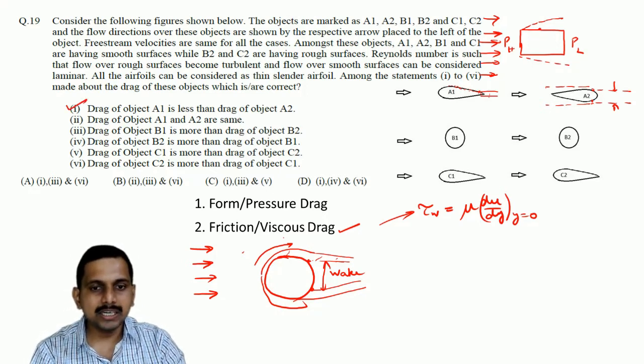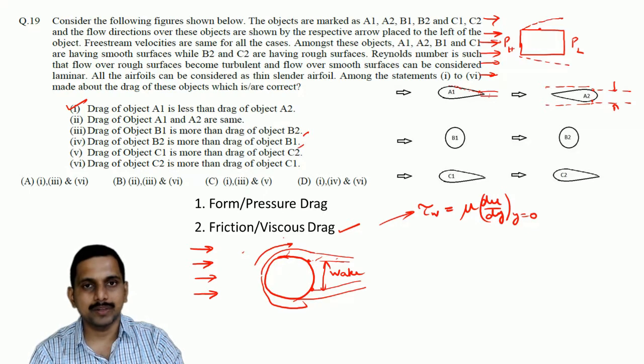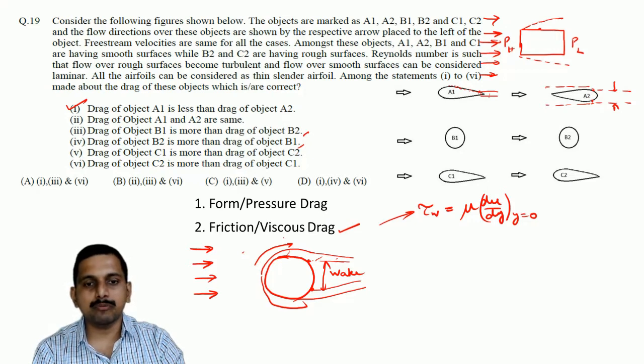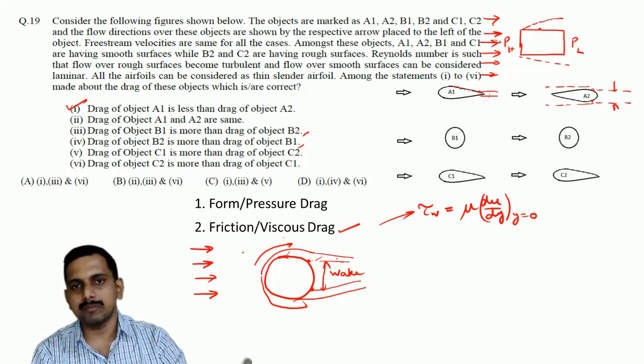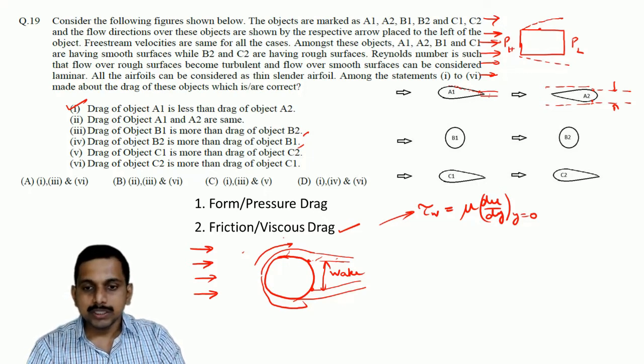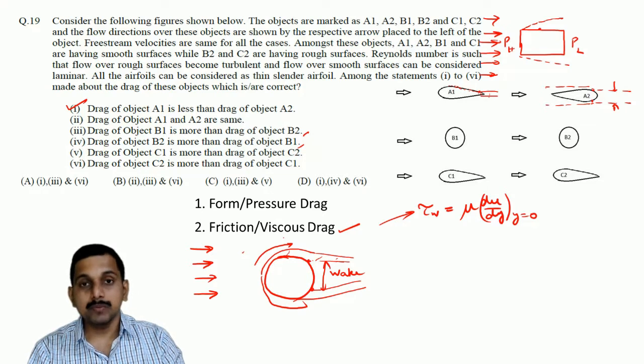Now let us see the third and the fourth. Here, drag on object B1 is more than that of B2, and B2 is greater than B1. We are comparing both of them. Let us see what happens. Generally, when the flow becomes turbulent, the boundary layer separation is delayed. What is the reason for that?